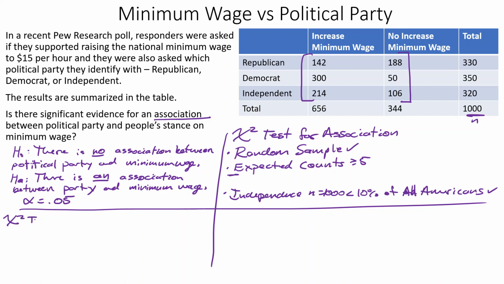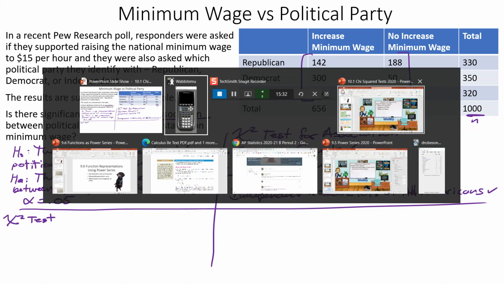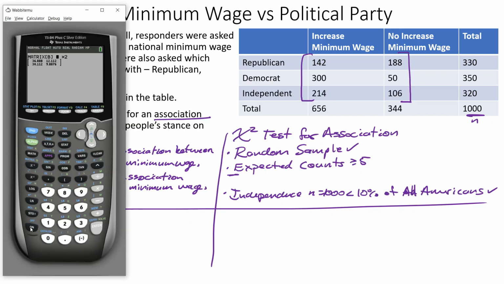We're going to do the chi-squared test on our calculator, but first we need to put these numbers in. All right, so let's see, second matrix, edit, and we'll just go with A. And let's see, one of them's 3, one of them's 2. I don't remember which one's which, so let's try 3. Yep, that makes us go down, cool. So 3 by 2, and then we'll put in the numbers.